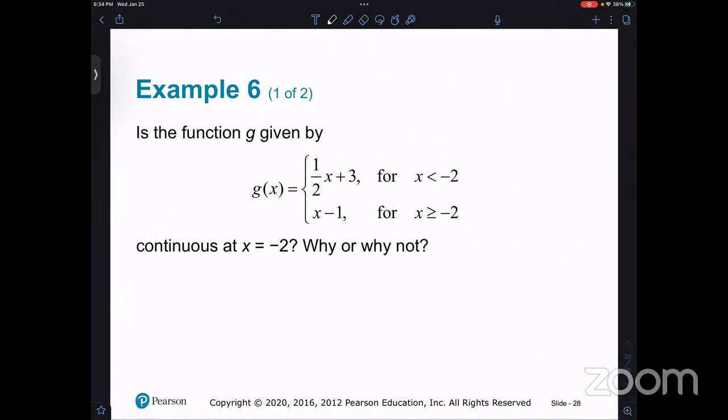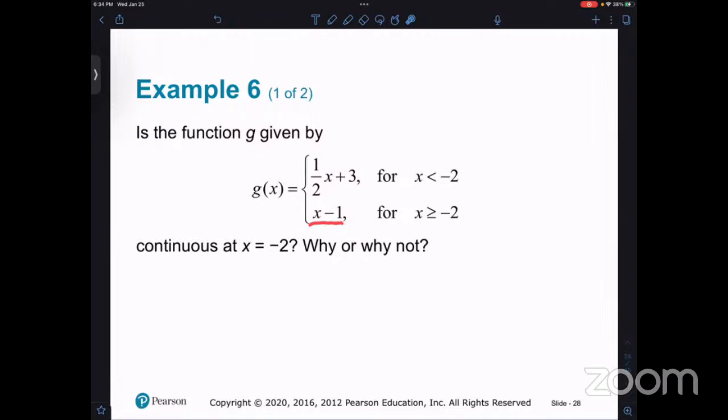So is this function continuous when x is -2, right? So we have this piecewise function. All a piecewise function is just multiple functions graphed on the same plane, right? This graph holds when x is to the left or strictly less than -2, and this graph holds when x is greater than or equal to -2. Now we could look at the graph and compare, and that would give us a sense. This is just going to be a diagonal line with a y-intercept of 3 and a slope of 1/2. This is going to be a diagonal line with a y-intercept of -1. I think they both have positive slopes.